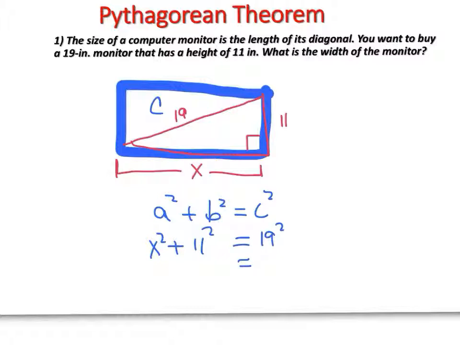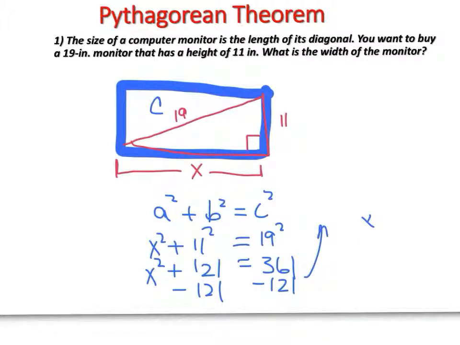So finding that, 11 times 11 is 121. And 19 times 19 is 361. So now we want to subtract 121 from both sides. And we'll get 240. So that tells us that x squared is equal to 240.